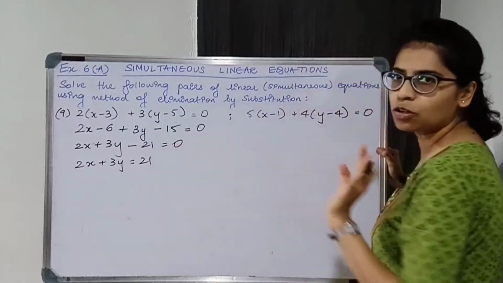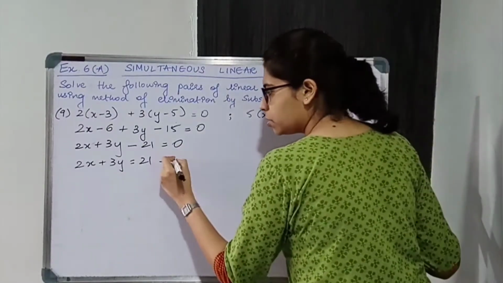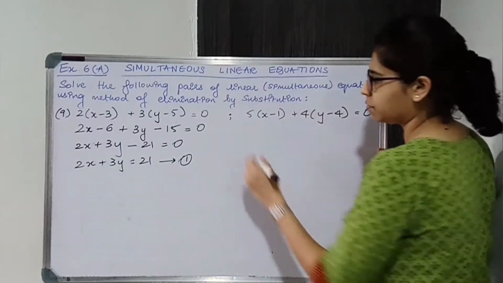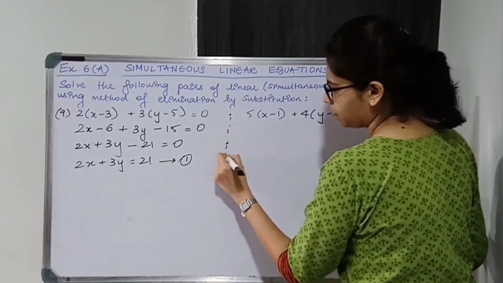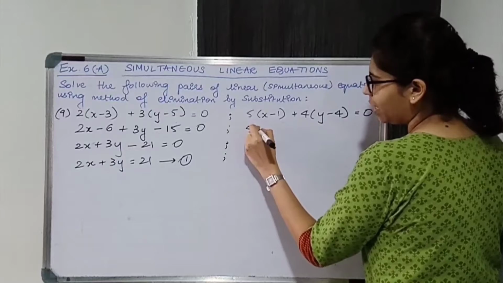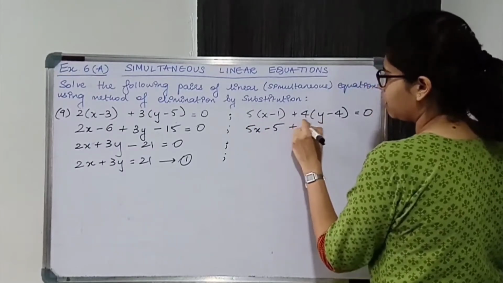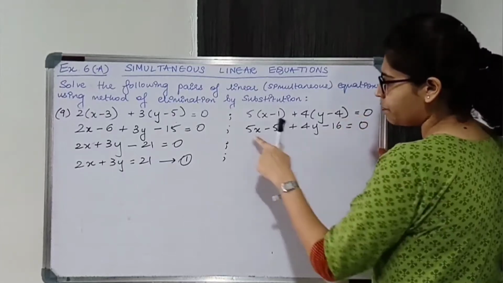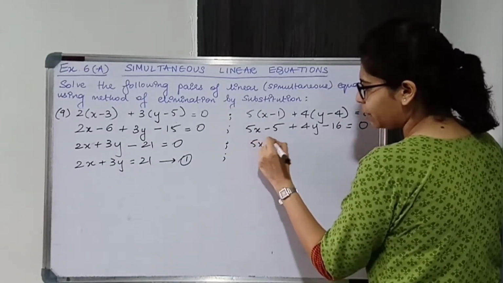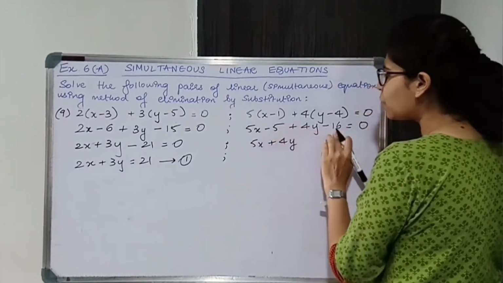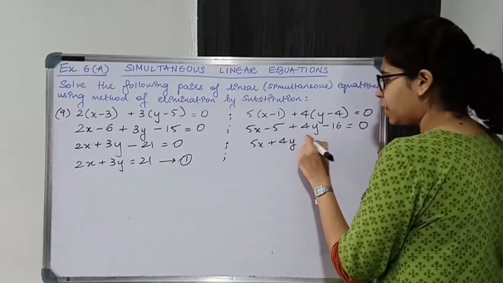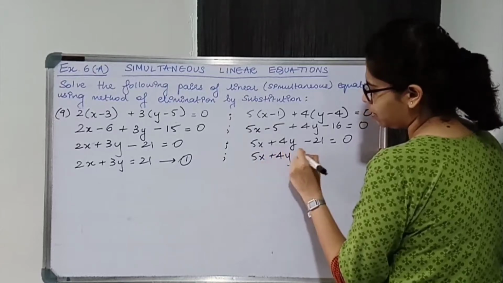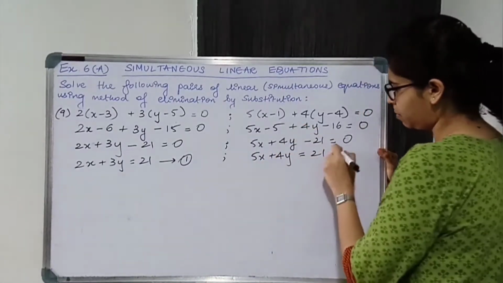Now we have it in proper form. So number this as 1. Same thing we'll do over here. So 5x minus 5 plus 4y minus 4 4s are 16 is equal to 0. 5x plus 4y, let's write first. Minus 5 minus 16, minus 21. So 5x plus 4y is equal to 21. Number this as 2.